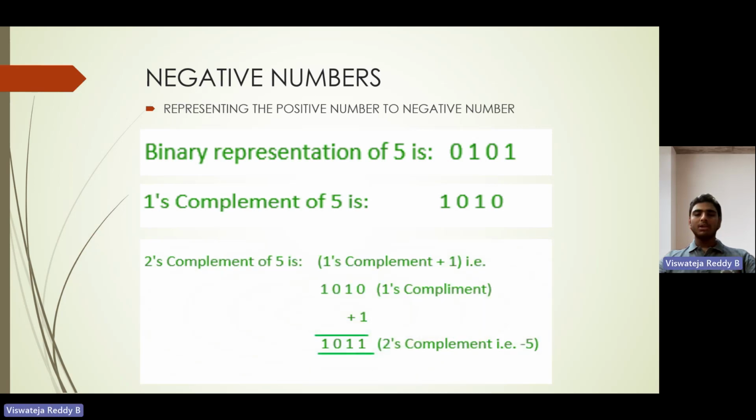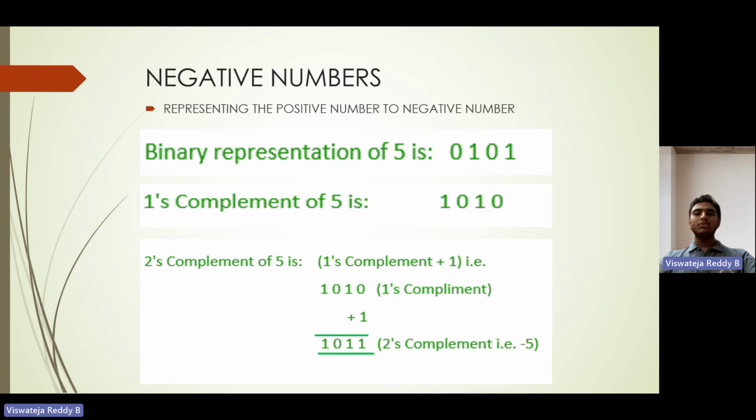Now taking the 2's complement of 5, that is the 1's complement plus 1. That is 1, 0, 1, 0, which is the 1's complement. We are adding 1 to it. So it becomes 1, 0, 1, 1. That is the 2's complement. Here, the most significant bit, that is 1, represents the sign. If 1 comes, we take minus. If 0 comes, it is positive.